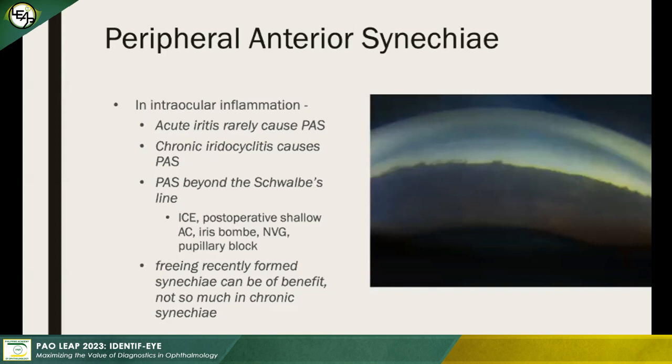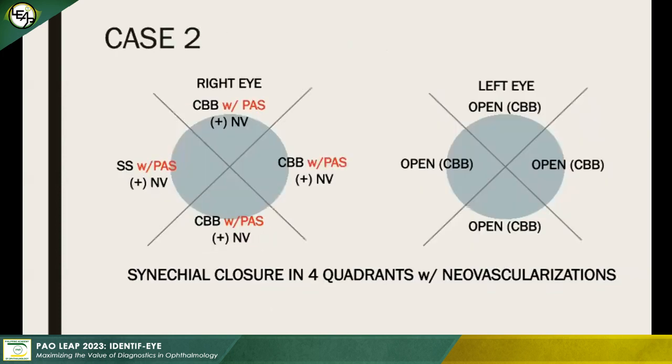So freeing recently formed synechia can be of benefit sometimes. So in patients where we perform goniosynechiolysis, this is the intention. If there are just a few clock hours of synechia that haven't been occurring for a long time, the hope is that with goniosynechiolysis, opening of the angles can still resume or return the flow to your trabecular meshwork.